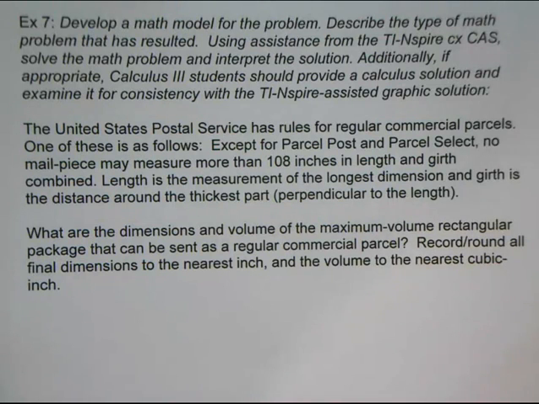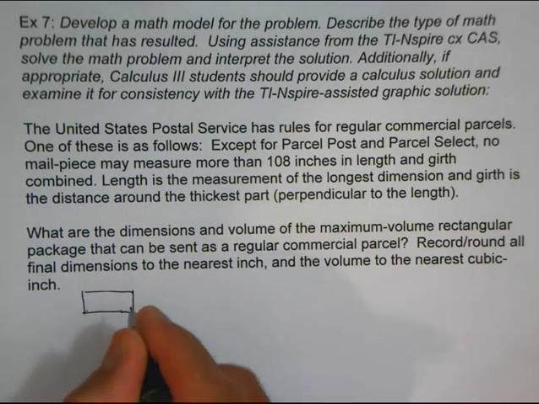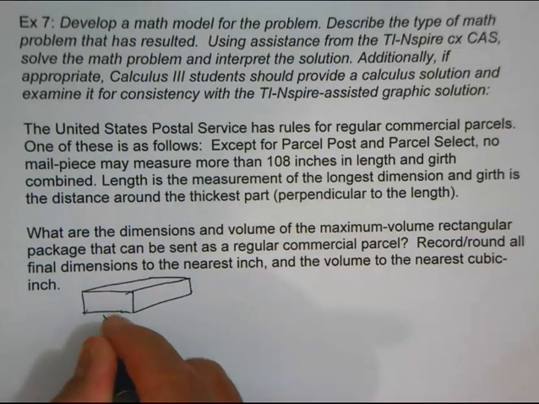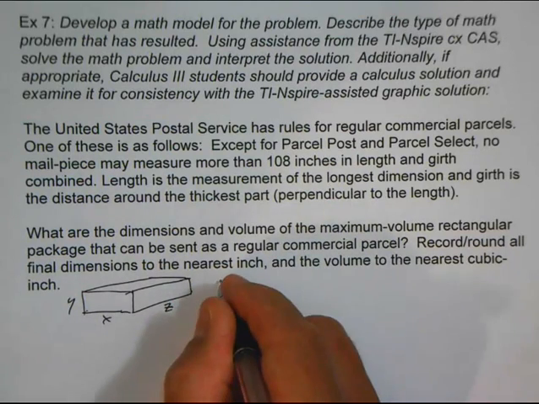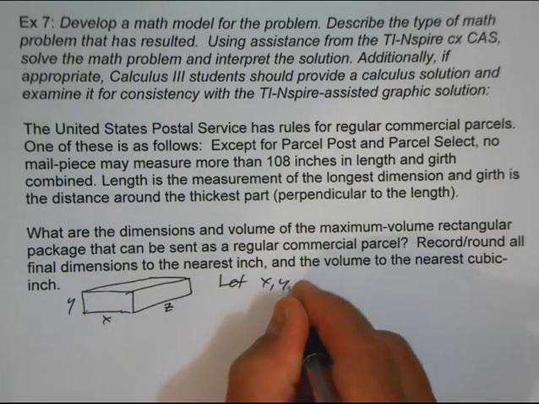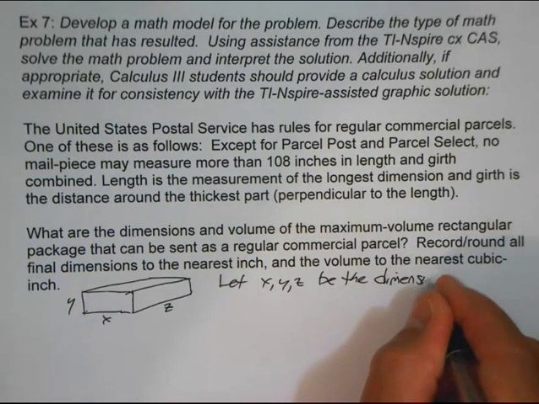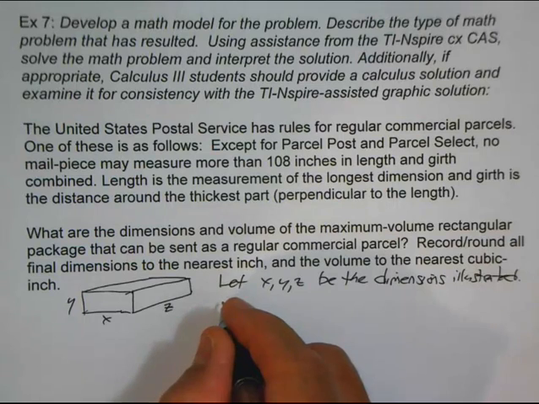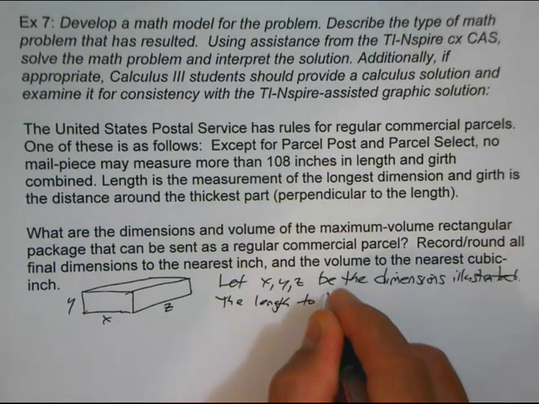Okay, let's get started by defining some variables here, and a picture would probably be a good way to help do that. So we have this arbitrary parcel here. Perhaps we could call this x, this y, and the length we'll call z. So we're going to let x, y, z be the dimensions illustrated. And we have decided to have the length to be z.